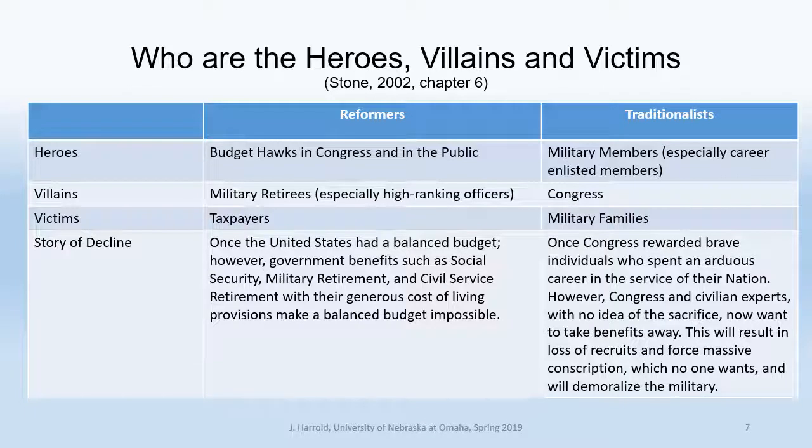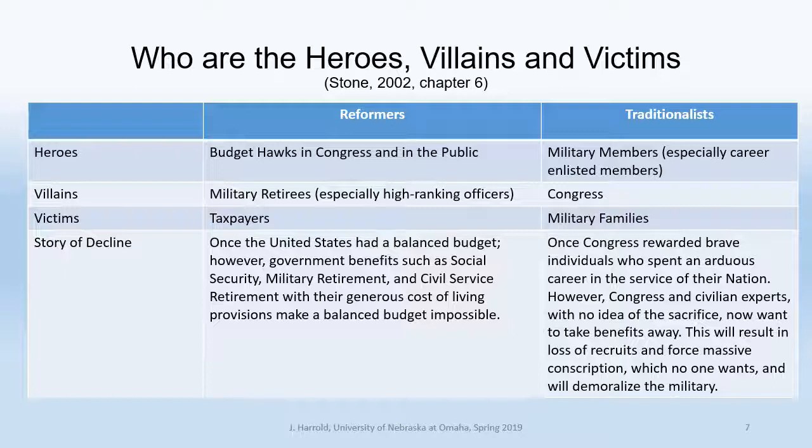We really have to strive for a balanced budget. And so this is just one more program that we have to find some money in. So they were the heroes of the story. The traditionalists said the heroes really were the military members, especially career enlisted members. They talked a lot about the willingness to serve the country. These people were heroes. Okay, so who were the villains?